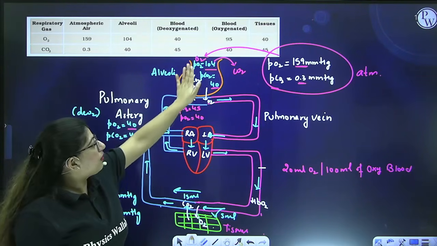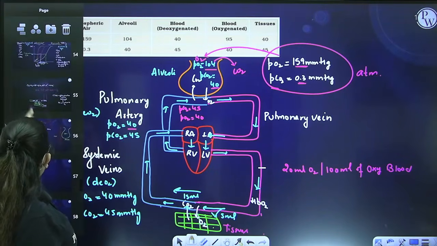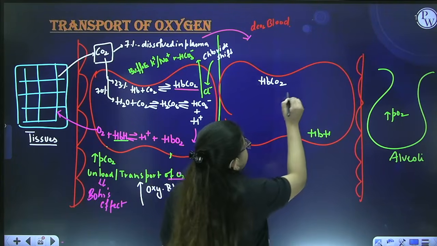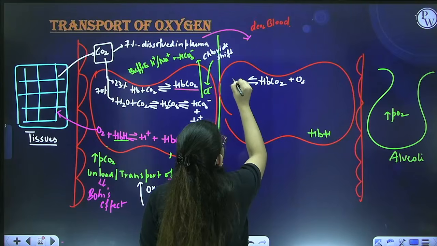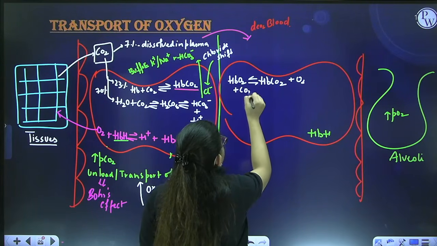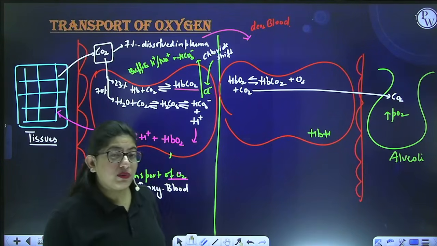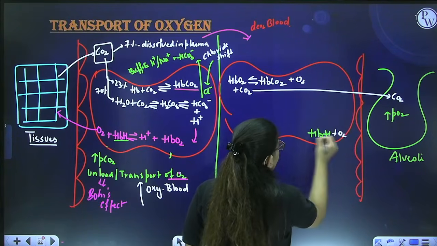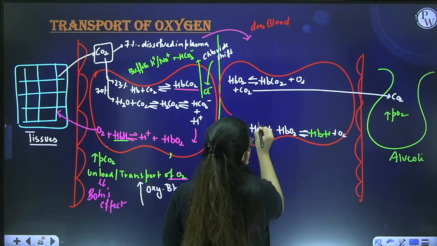How will CO2 move out? Let's see. Because there is an increase in partial pressure of oxygen here, this entire thing will become HbO2, and CO2 will be unloaded. CO2 will be unloaded because now the partial pressure of oxygen is more. Also, because the partial pressure of oxygen is more, the reverse takes place. HbO2 will form and H positive ions will be free.